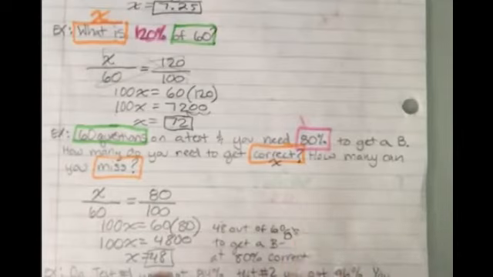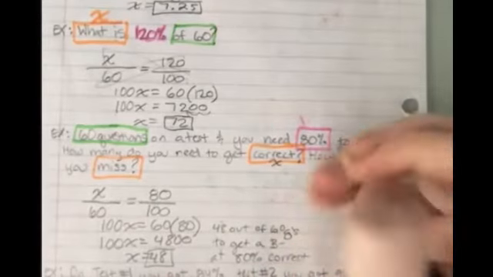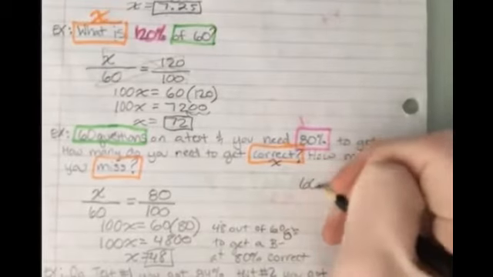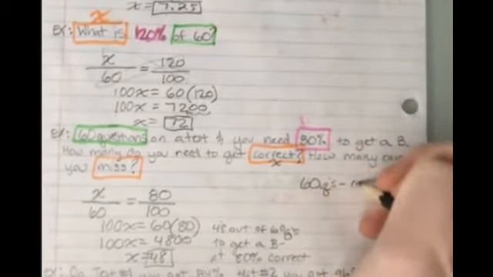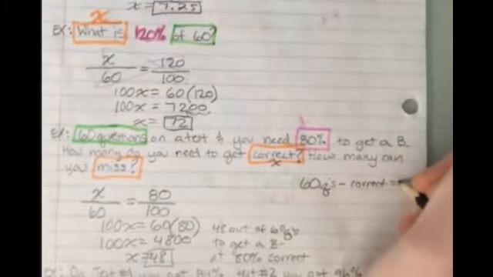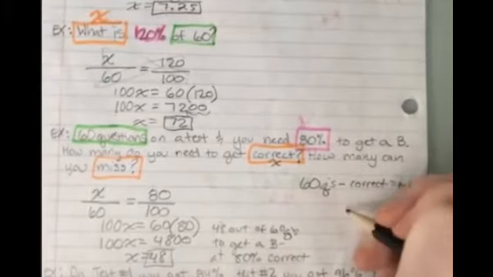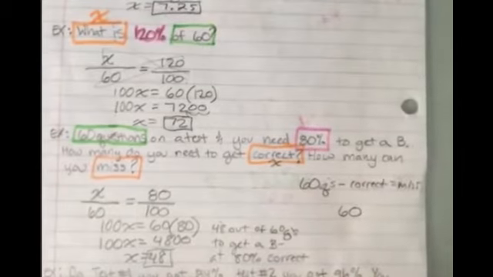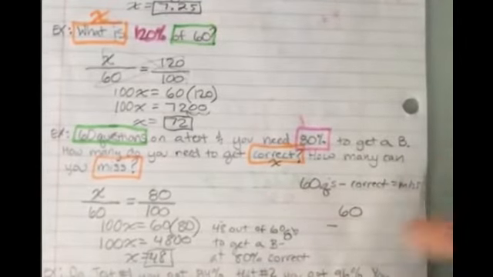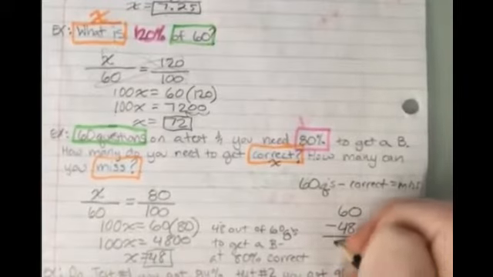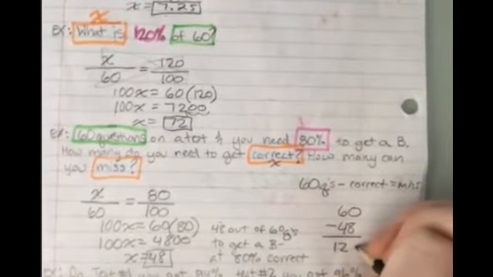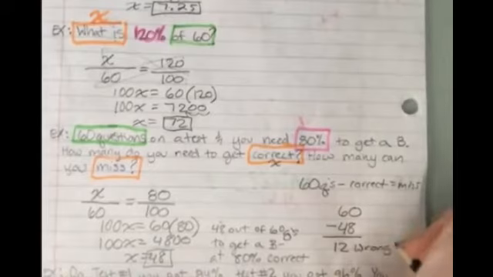Next one says, well, how many can you miss? Well, keep in mind, if there's 60 questions total, 60 questions minus your correct equals your miss. All right, so if you had 60 questions minus you got 48 correct, then that means you can have up to 12 wrong answers.